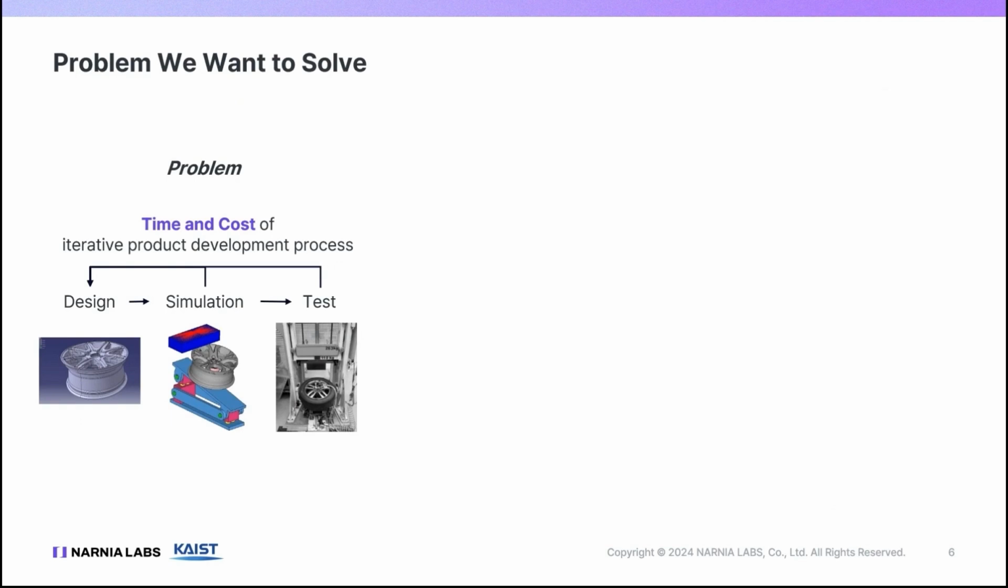The problems we aim to solve in the product development process through AI are as follows. If you actually visit an industrial site, you'll see that product development proceeds as follows. First, the designer creates the design, and then the analysis team receives the design data, the CAD data, and runs simulations. After running the simulation, the results are sent back to the design team, and then the design team hands over the revised design to the analysis team again.